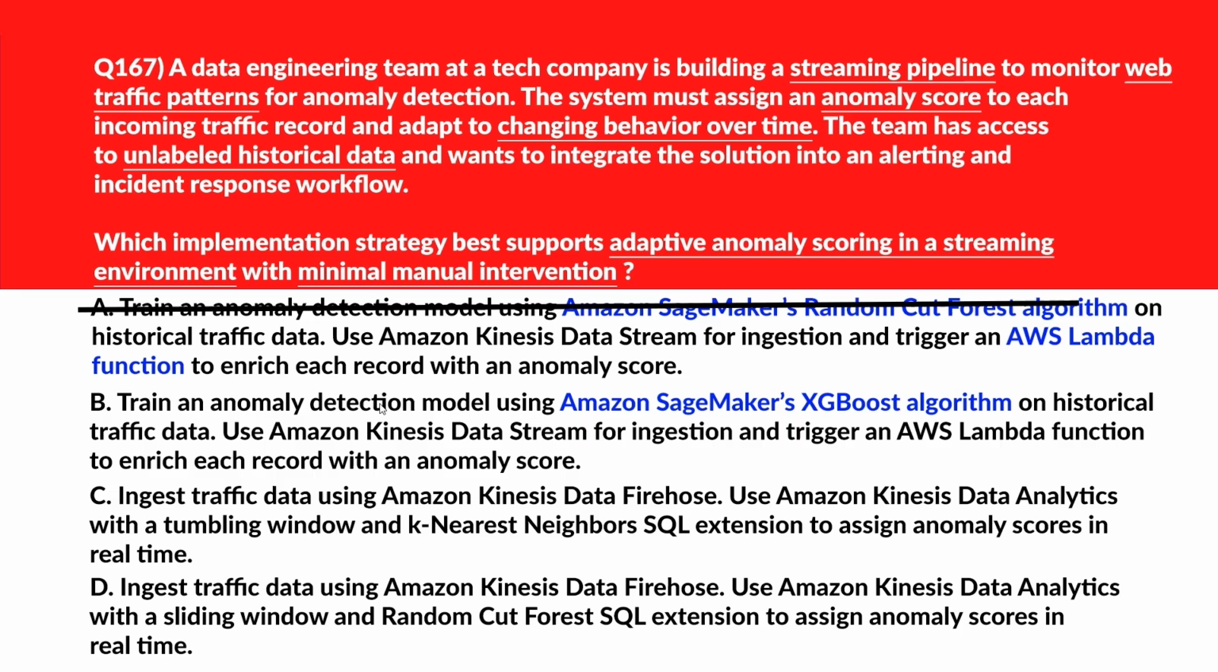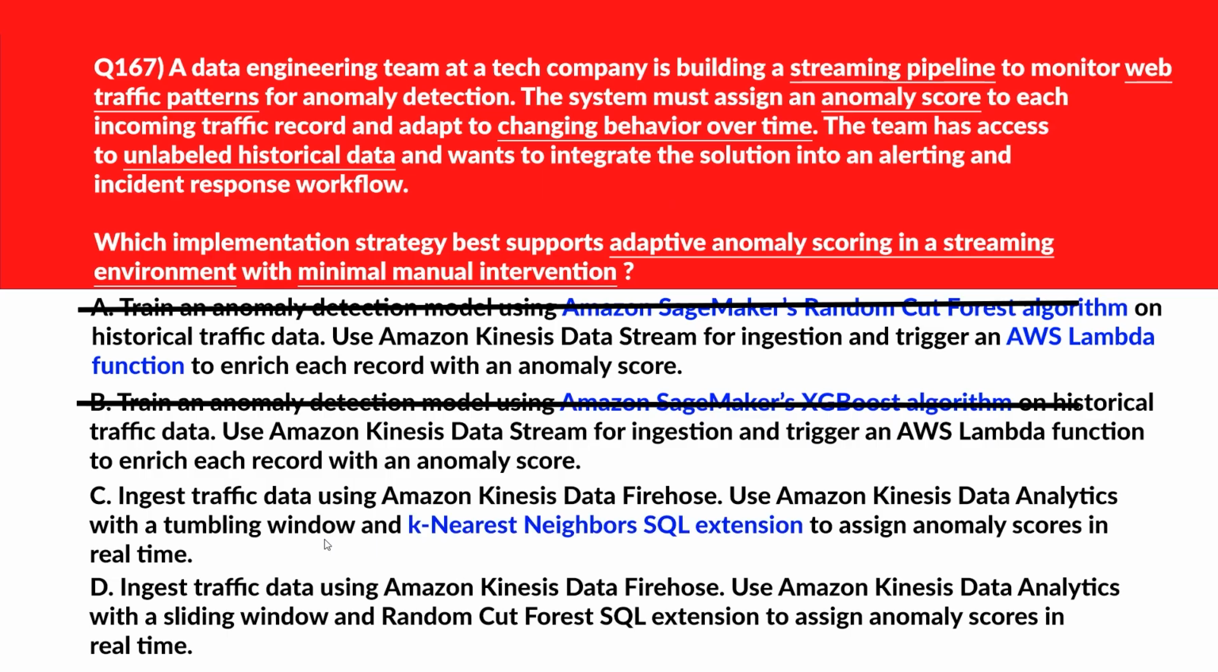Let's move to option B. B says train an anomaly detection model using Amazon SageMaker's XGBoost algorithm on historical traffic data. XGBoost is not designed for unsupervised anomaly scoring on unlabeled data. So this is out. We'll move to C.